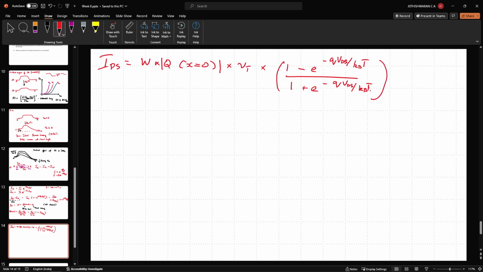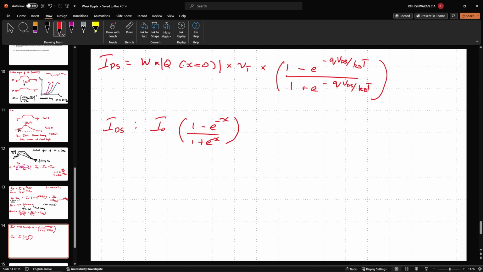Yes, so this is what it is. Now, this is essentially of the form, which implies IDS is roughly of the form some constant I naught times (1 minus e to the power minus x) divided by (1 plus e to the power minus x). So this is the function.